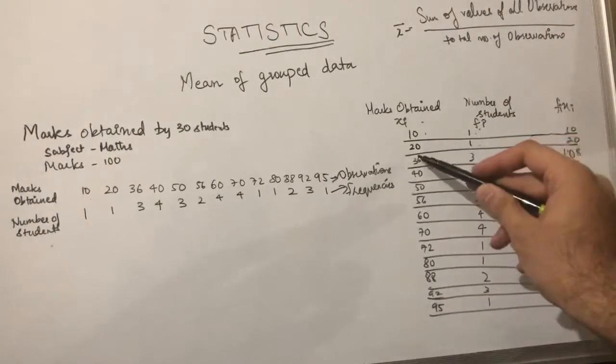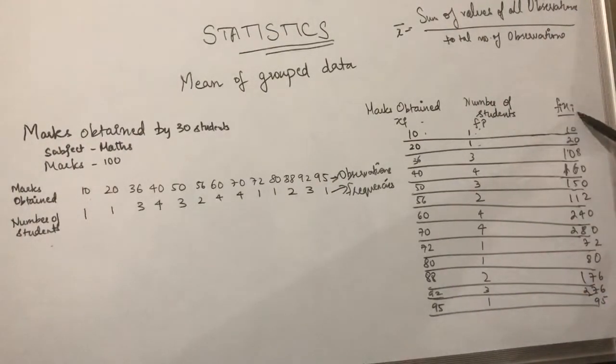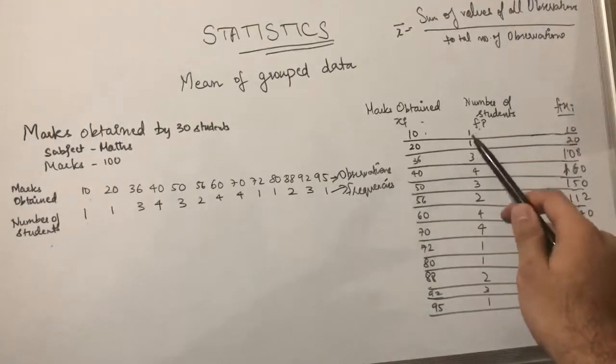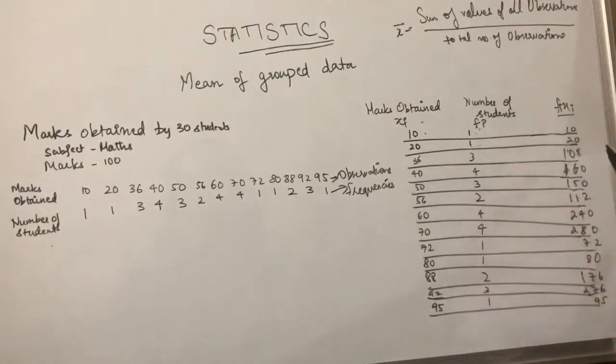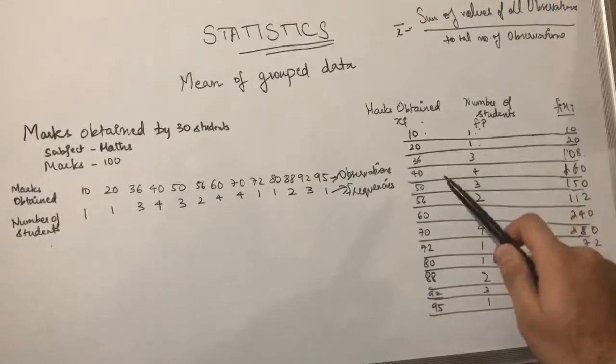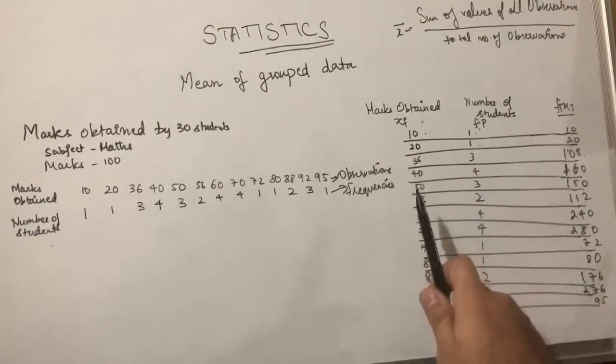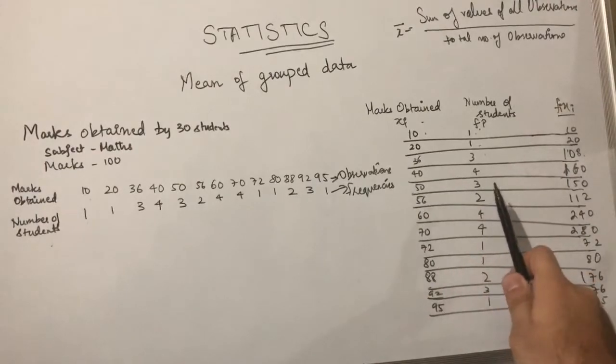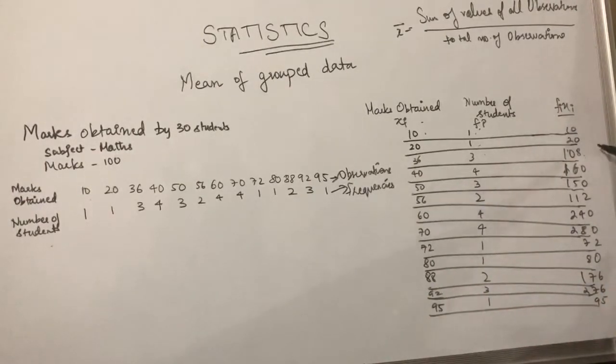Another student got 20. So our fi xi would be 20. 3 students got 36. So that would be 36 into 3. This would be 108. And if you keep multiplying the x value with the f value, you keep getting your fi xi values.